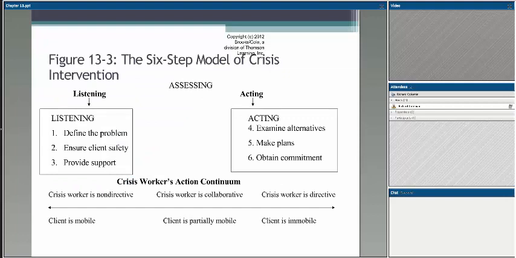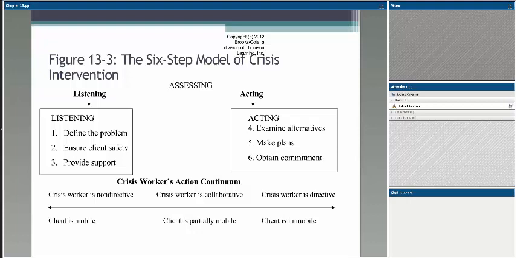So we're listening, we're helping define the problem, we're ensuring that clients are safe, we're providing adequate support, and then we are moving into the acting piece in terms of examining the alternatives. What are some other things we can do? What kind of plans can we make as a result of this crisis? And then how can we obtain some commitment? So is everybody on board, and are we ready to really move forward with what we need to do?